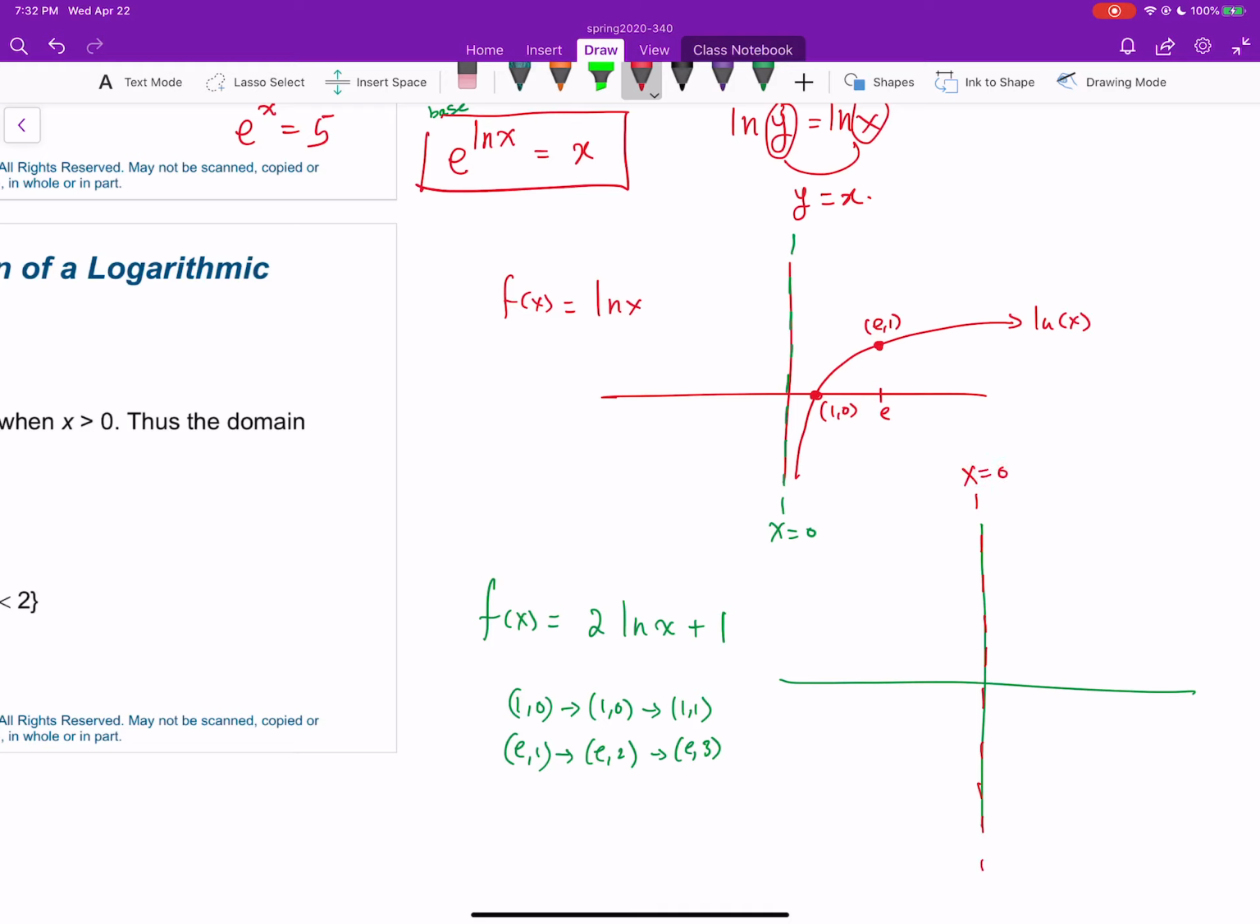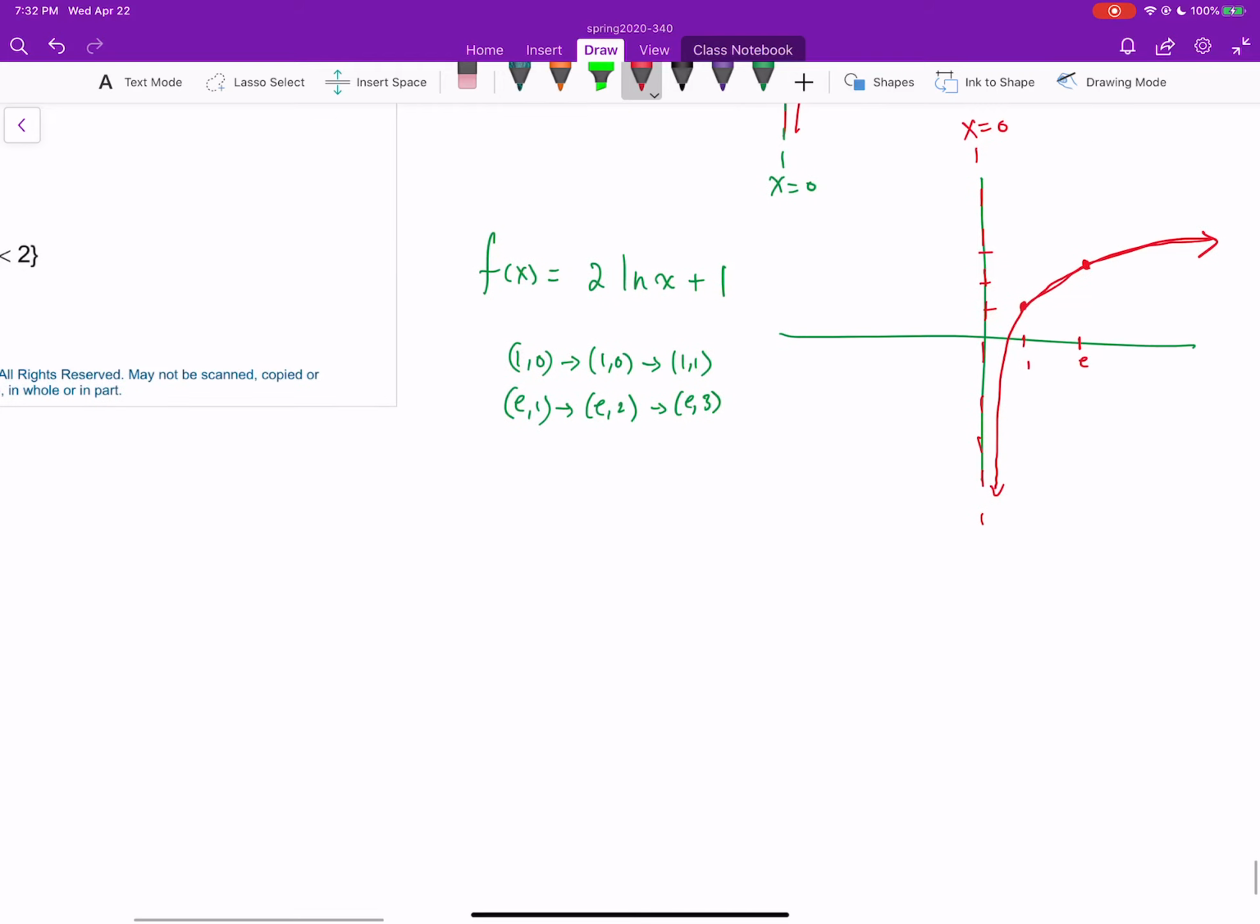But my new point is 1, 1, and then e is right here, and that's at 3. So you get a graph going this way and going that way. Okay, let's look at another example.